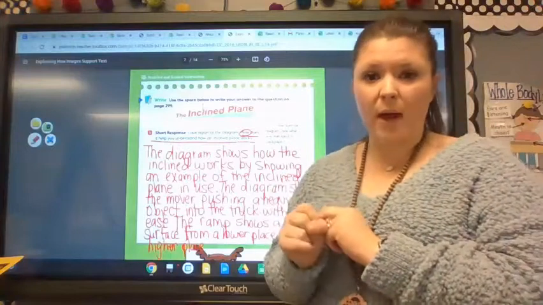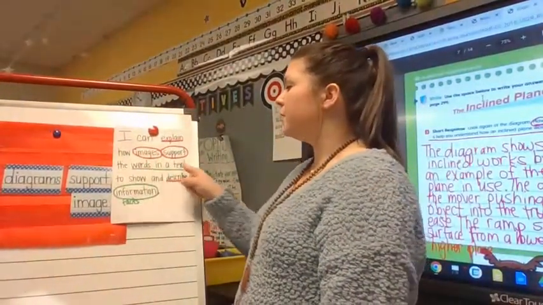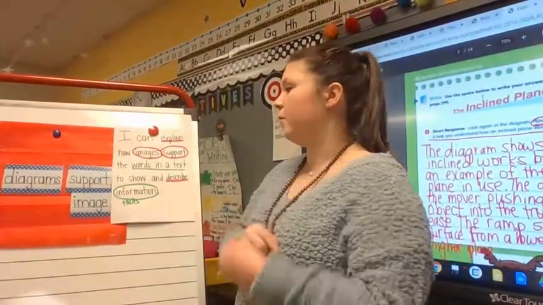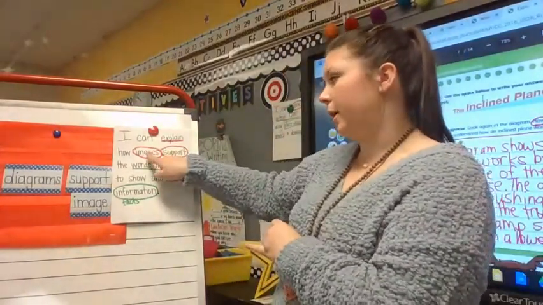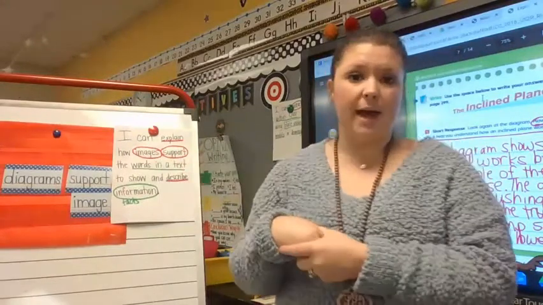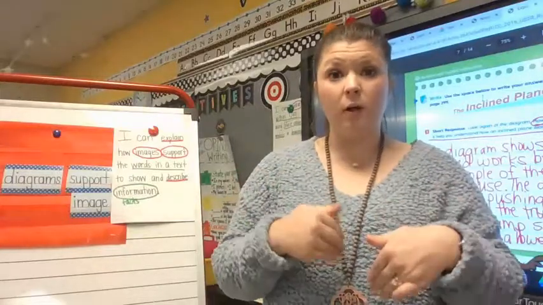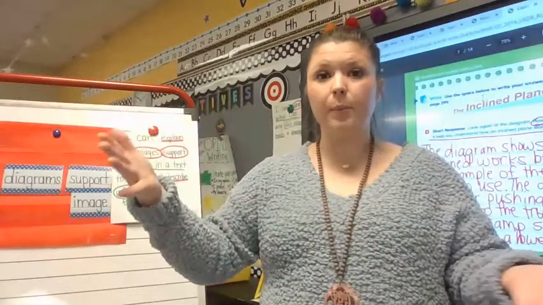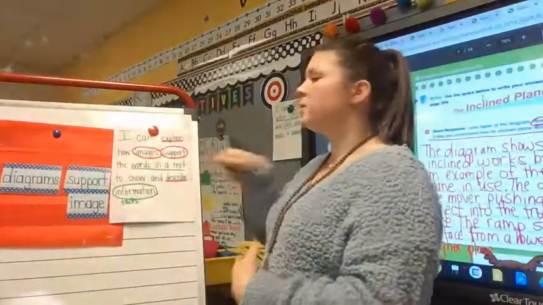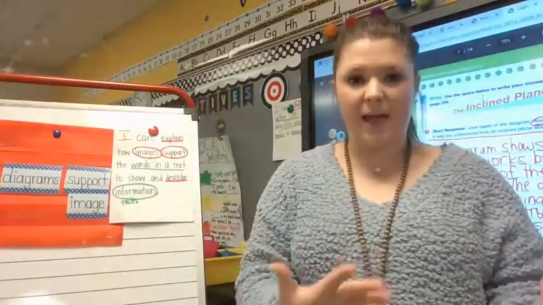All right, now let's reflect back on our learning target to help us with our thinking today. I can explain how images support the words in a text to show and describe information. So think about what we just talked about with how that diagram supported the words in a text. Remember, the diagram showed us the way that that inclined plane worked. The text told us that the inclined plane was a ramp that moved from a lower place to a higher place, but that diagram supported those words in giving us an example and being able to see it happen.